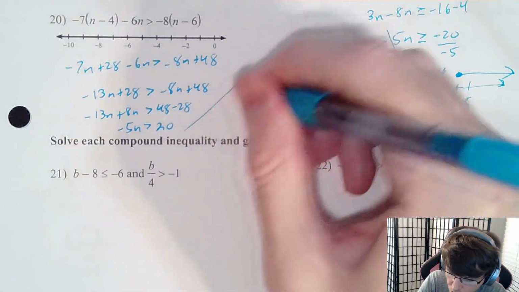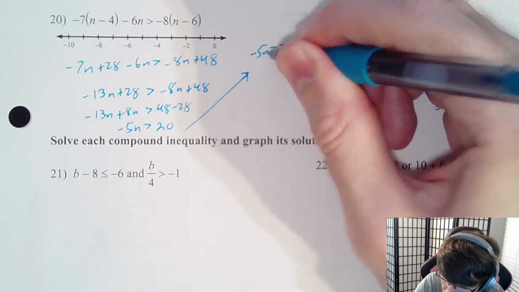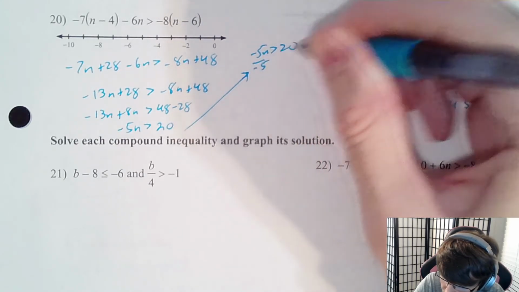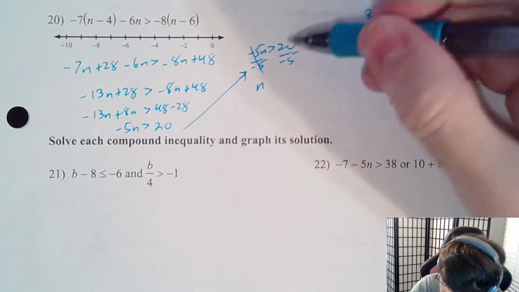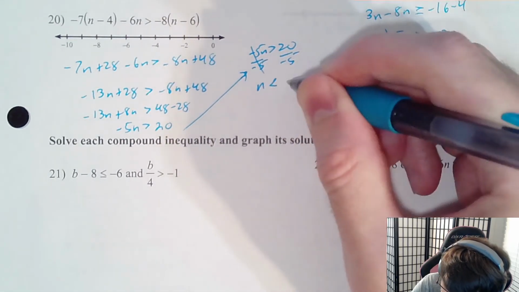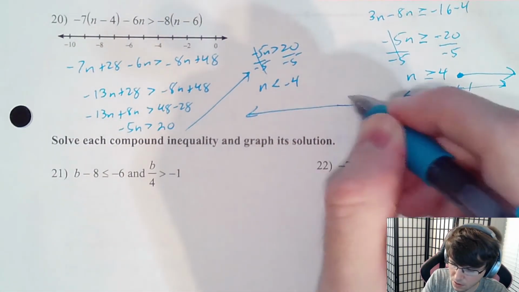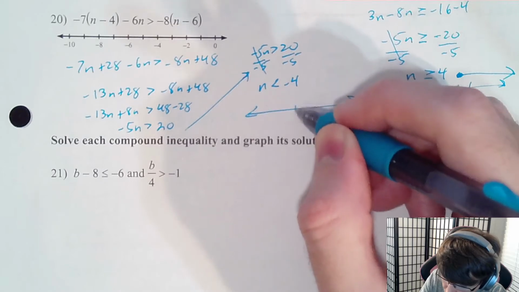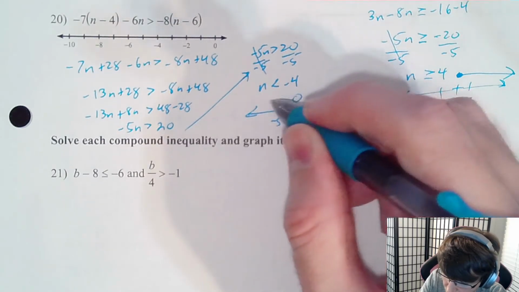Running out of room, but that means I'm just going to copy. Divide both sides by a negative 5. Again, we divided by a negative. Because we divided by a negative, this direction flips. And n is less than negative 4. Negative 5, negative 4, negative 3. Open circle. Points to the left.